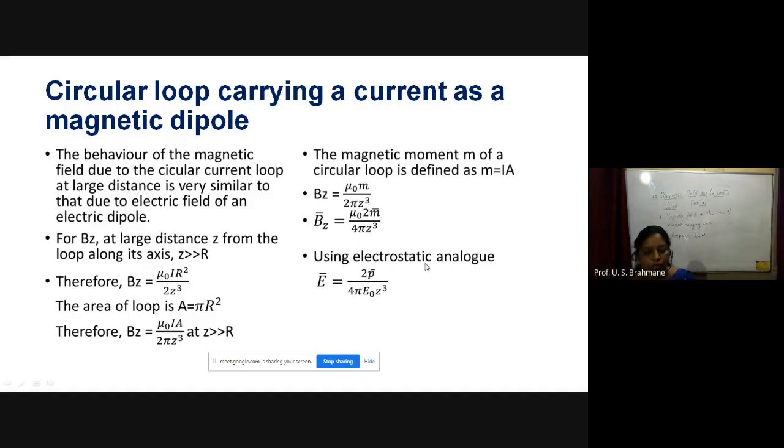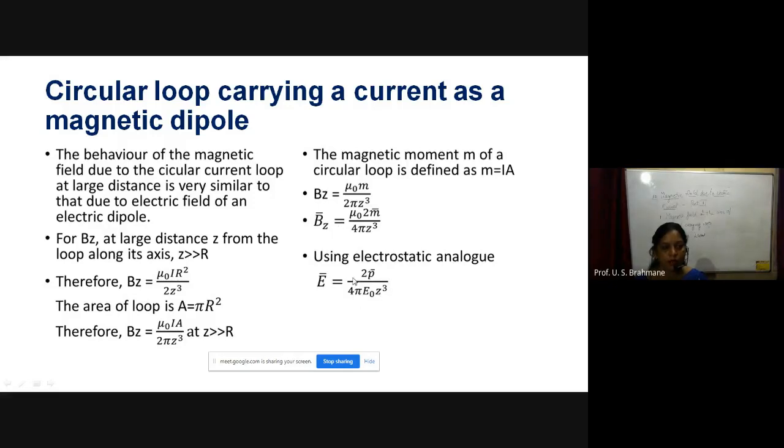Using the electrostatic analog, just like the electric field, same thing. Here E vector is the electric field, which is equal to 2p vector upon 4 pi epsilon 0 Z cube. Now see here, 1 upon 4 pi epsilon 0 is the constant for the electric field. We have seen Coulomb's law and all that. Here it is 2m vector divided by Z cube, whereas there it is 2p vector divided by Z cube.